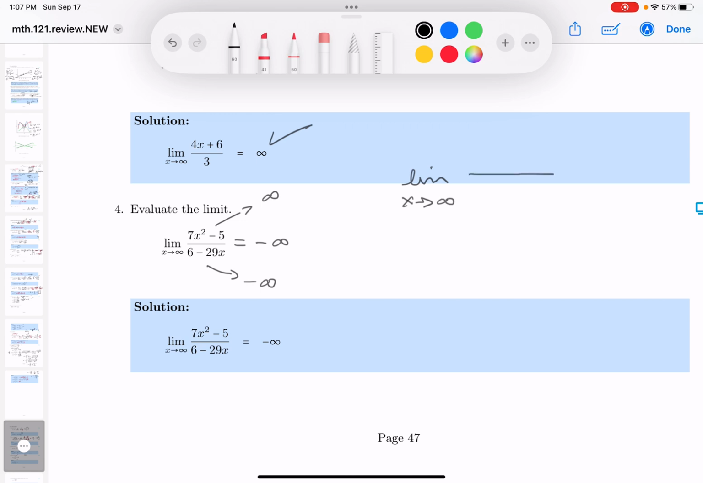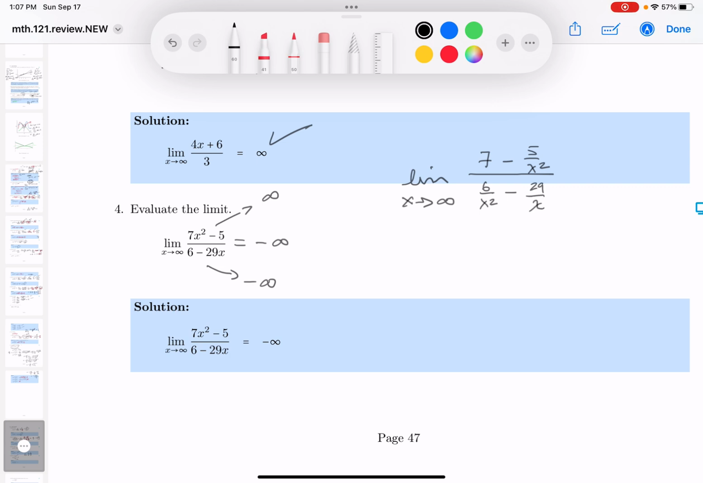Let's take a look at that. And you're going to get 7 minus 5 over x squared on top. And then on the bottom, you get 6 over x squared, and then you get minus 29 over x.